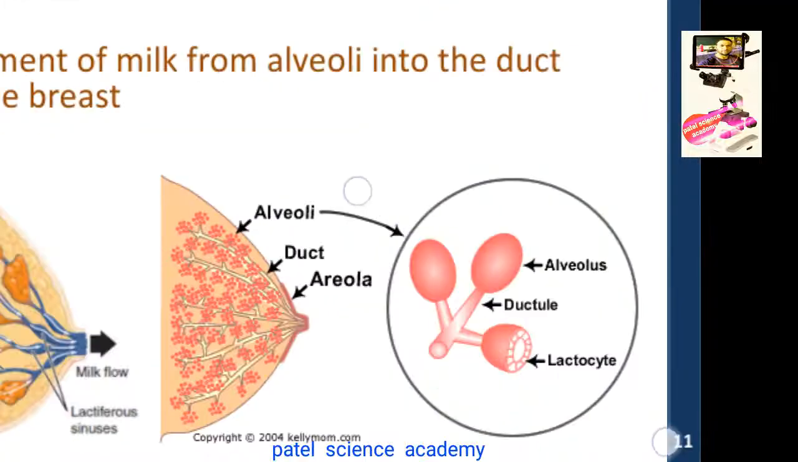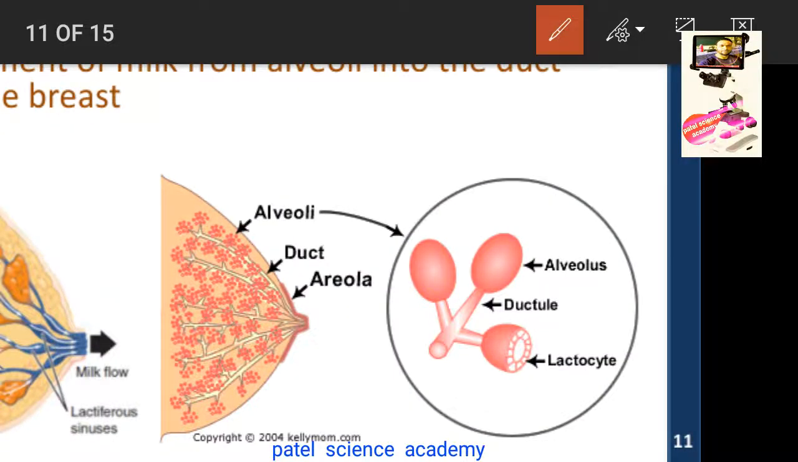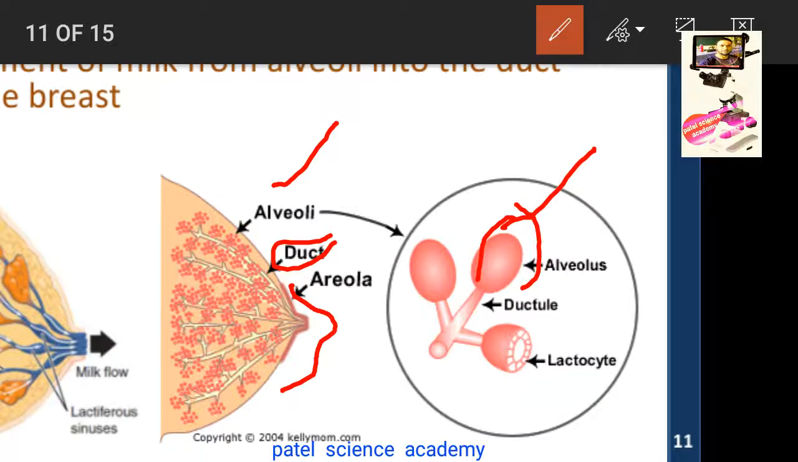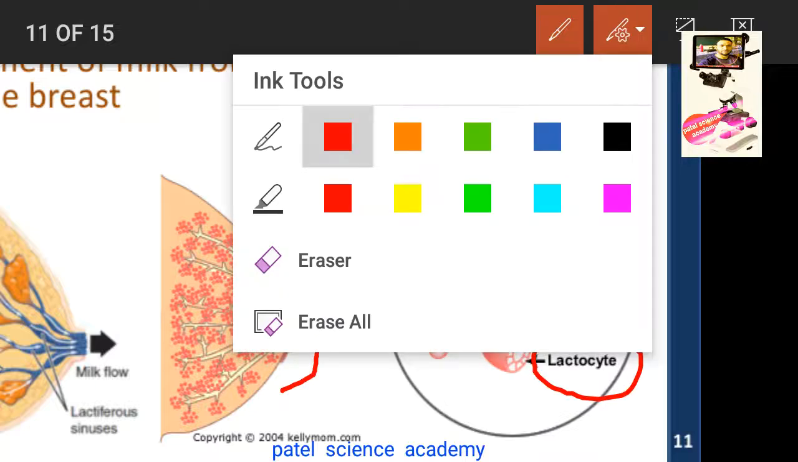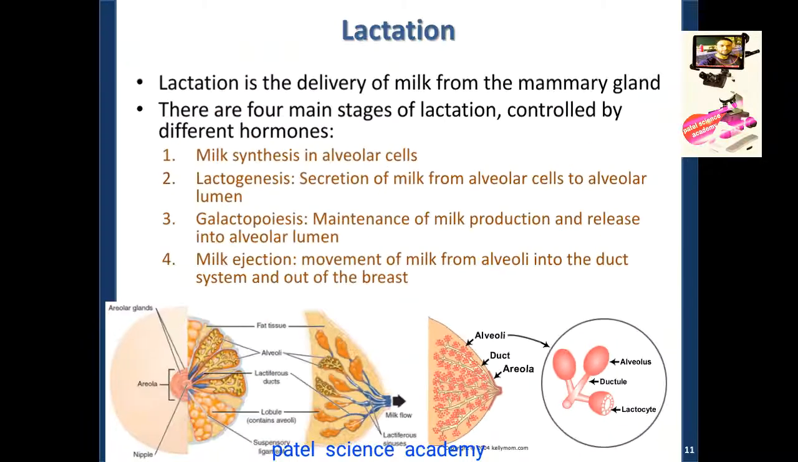One more time, diagrammatically we'll see here the process of lactation. As you know, dear students, this is alveoli, and these alveoli are connected with this duct, that is a tube, and this areola is also there, the border of this breast. And if you zoom it, it will look like this. Alveolus is an oval shaped structure which opens into this ductule, this tube, and this alveoli has lactocyte cells which are responsible for the formation of the milk and finally for the ejection of the milk.